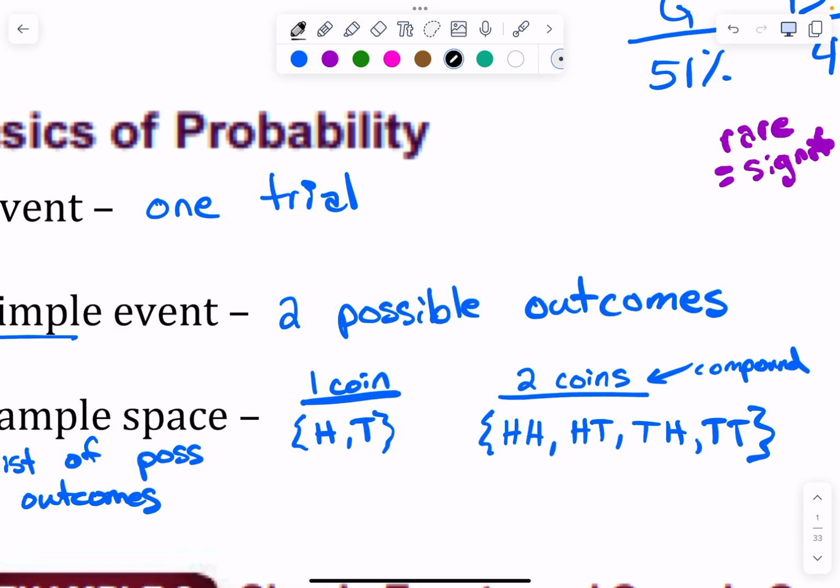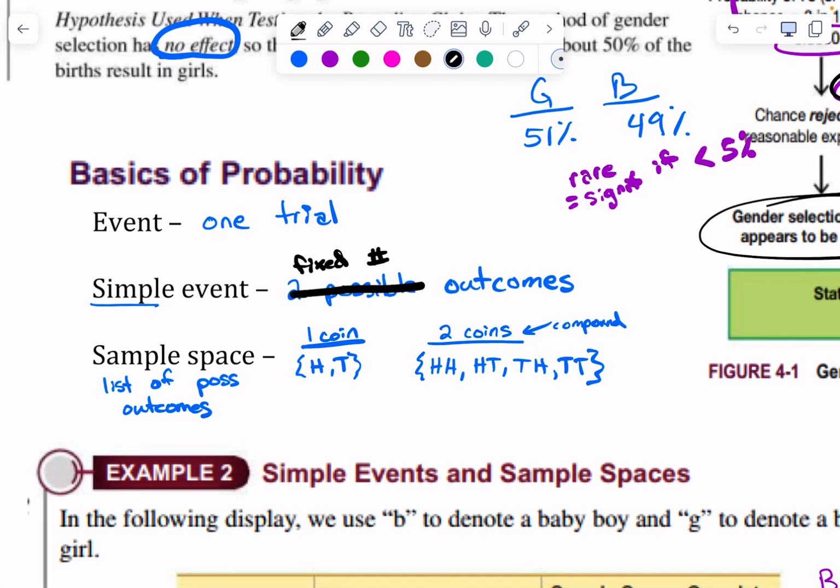What should I have said? Because two possible outcomes doesn't necessarily work with a dice, because a dice is still a simple event. Yeah, just fixed number of outcomes. Let's say fixed number of outcomes. I don't know how to explain that.